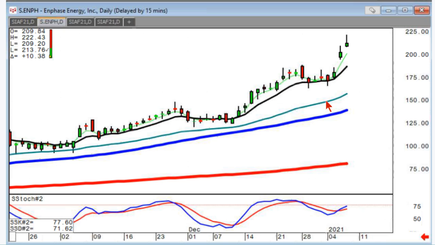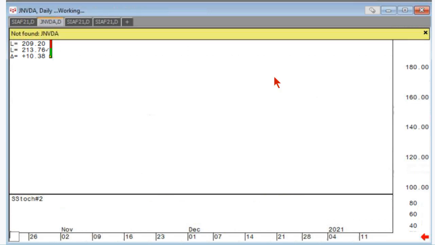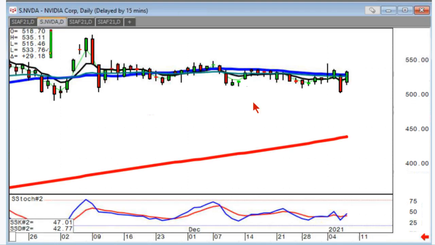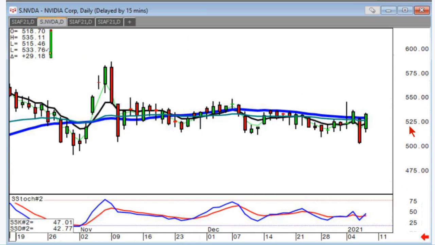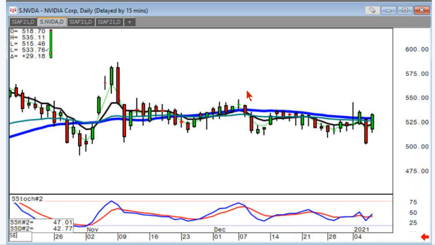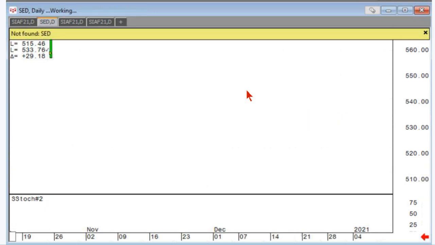So ENPH, you can see the slow curve. Wave 1, wave 2, going into wave 3. I'd suspect there's another 20 points to the upside. NVIDIA, nothing chart. That's a nothing chart. Which way is this going? No idea. Take your money and find a chart that's much easier to analyze. I don't know what this one is, but it's not working.